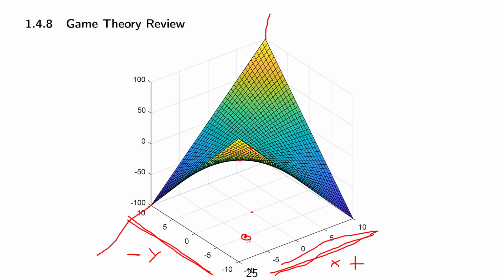So if we're at this point, -5, -5, the function value will be -5 times -5, which is 25. So in this case, the x player will be happier than the y player. Of course, this is not the maximum that can be achieved, so the maximum is +infinity. In general, the x player is happy if the function value is positive, and the y player is happy if the function value is negative. That means at least they do better than their opponent.